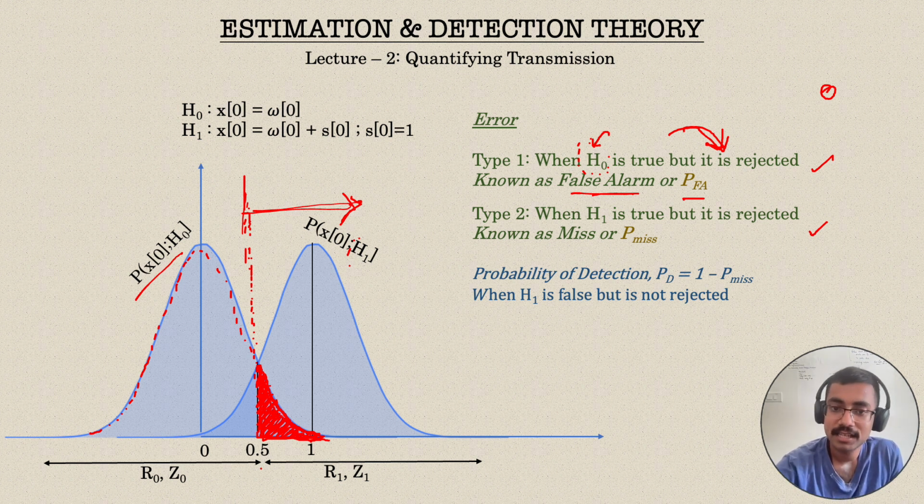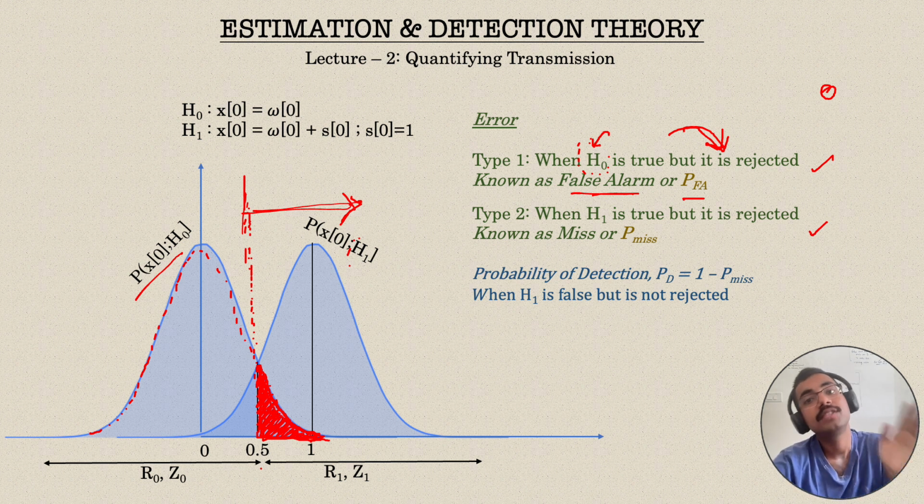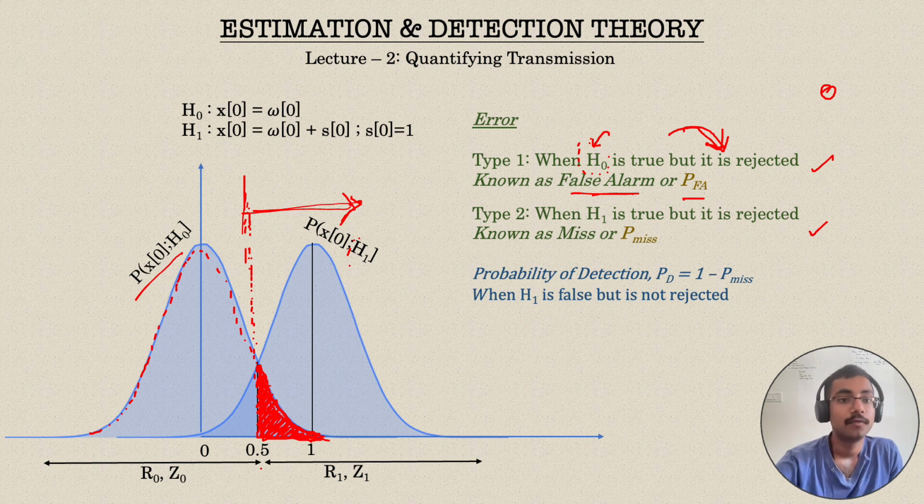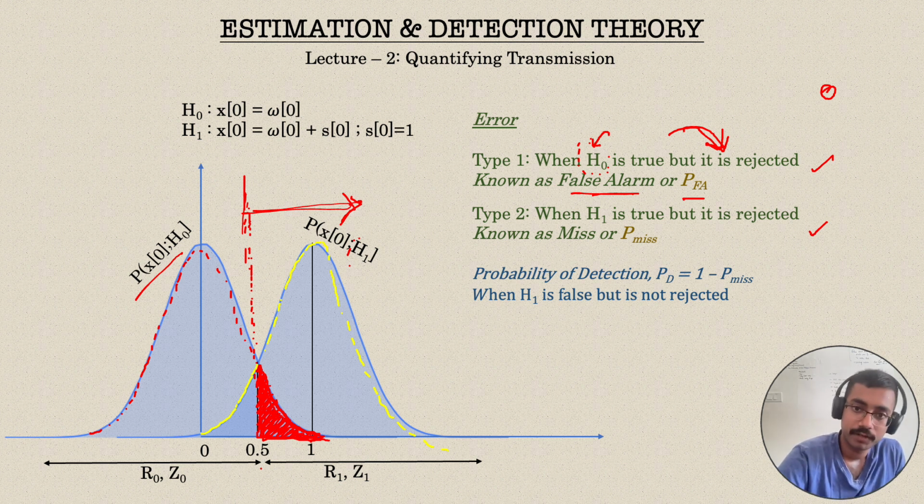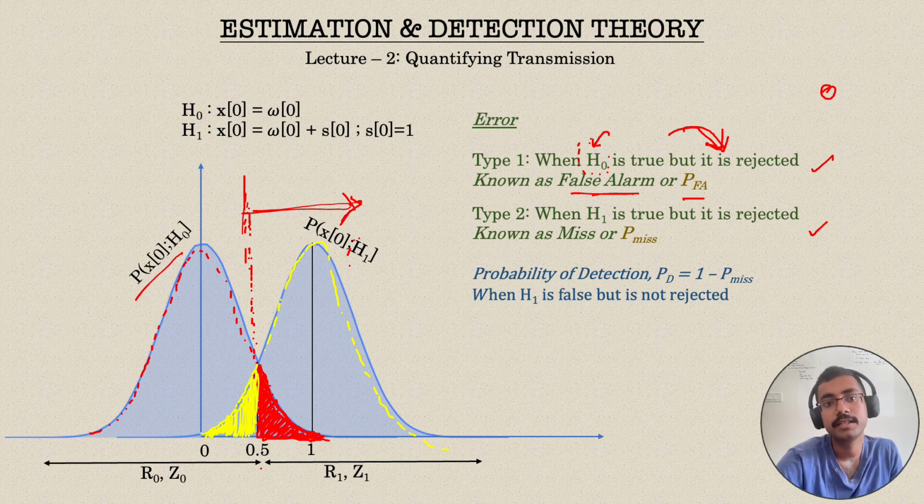Similarly, we can have a case where we send a signal, but we don't get it. We do send a signal. This PDF is the representative of hypothesis H1, which says that we send a signal. But at the same time, if our observation is less than 0.5, there is a chance that it will fall under this region, although a slight chance, but some chance that it will fall in this region.